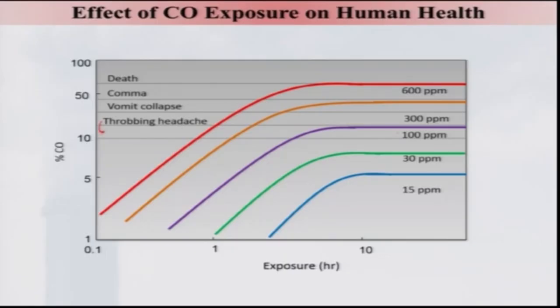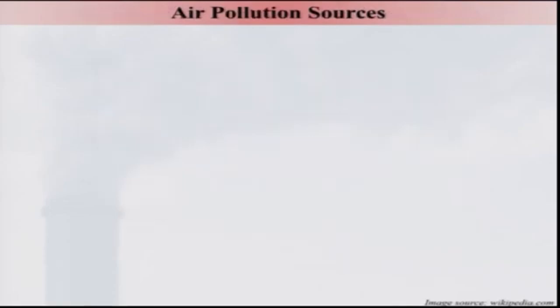And at higher levels, you will get vomiting or a collapse kind of condition. If you go to a little higher level, it can lead to coma. And if you go beyond 600 ppm, then even in a very small amount of time, it may lead to death. So, one has to really worry about the effect of carbon monoxide on human health, because it is causing a lot of other diseases. So, we will have to look at how to minimize carbon monoxide from combustion systems.